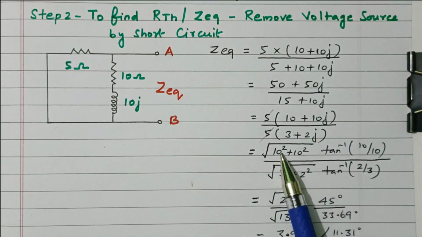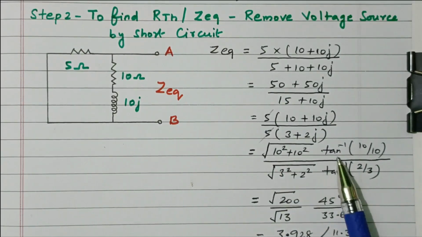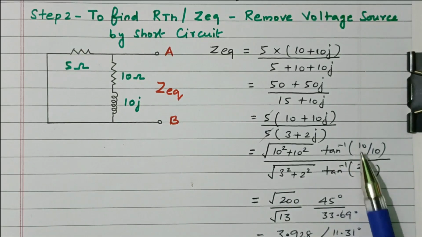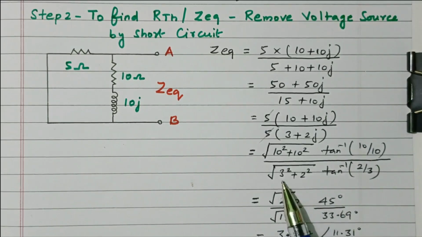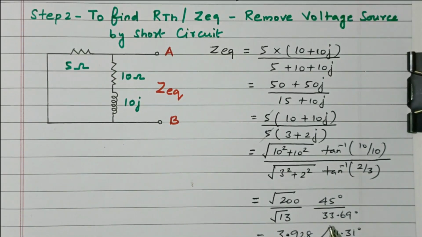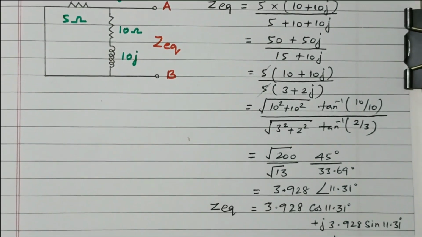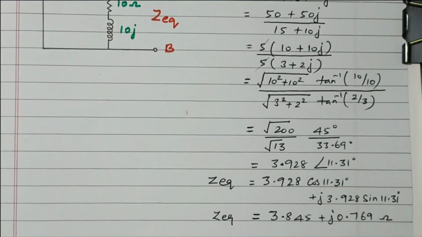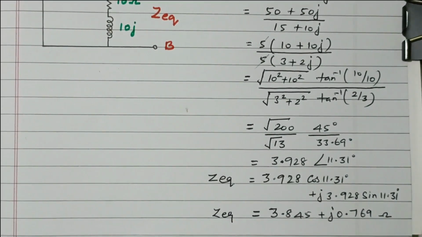Right? So by finding this value, it is square root of 200. This value is tan inverse 1, which is 45 degrees. This is 9 plus 4, 13, square root of 13. This angle is 33.69. Now it is converted into the polar form. So from that we can easily calculate the value.